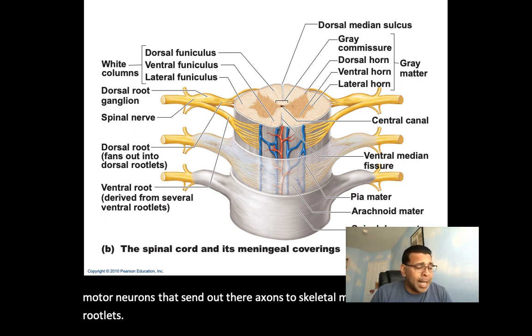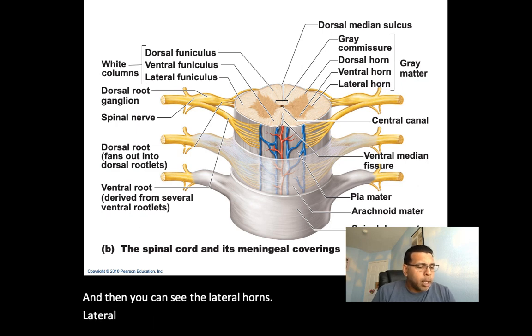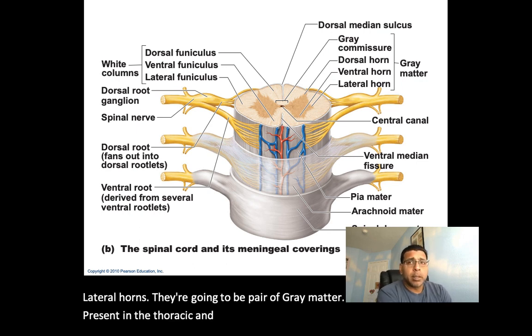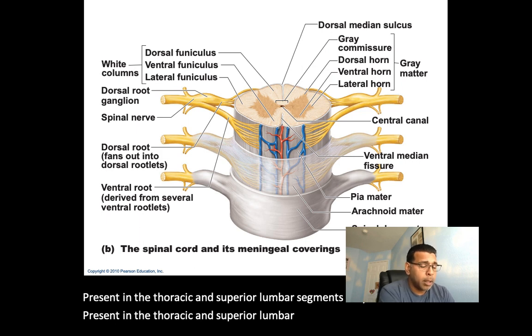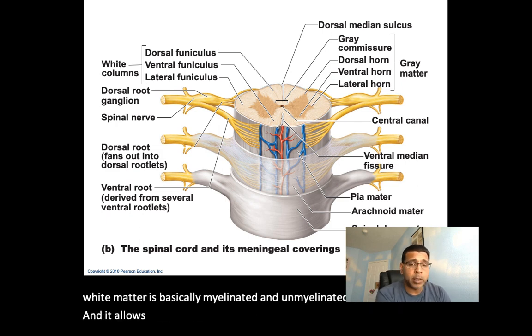And then you can see there the lateral horns. Lateral horns are going to be a pair of gray matter present in the thoracic and superior lumbar segments only. And the white matter you can see surrounding that gray matter. The white matter is basically myelinated and unmyelinated nerve fibers, and it allows communication between the brain and spinal cord.